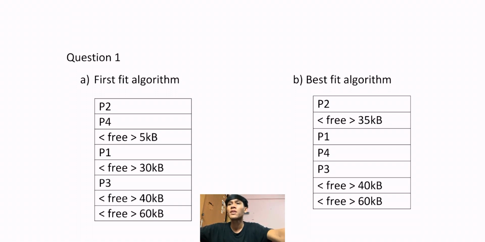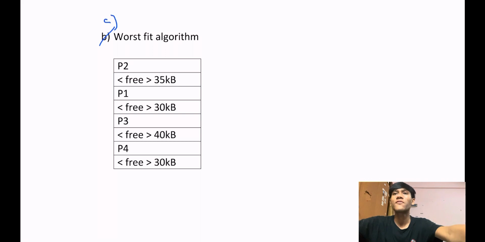Best fit algorithm, P4 will be under P1 and 30 KB will minus with 30 KB equals 0 and there's nothing left. The answer for C, worst fit algorithm, P4 will be in the second last box and 60 KB will minus with 30 KB and equal 30 KB under the P4.